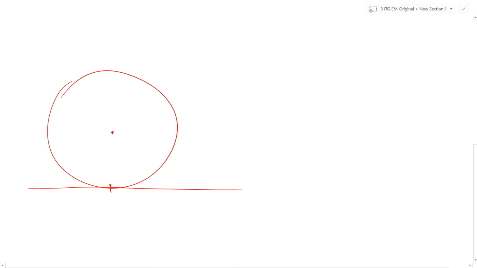And if this is the center, O, let's call this point A. What can you tell me about OA, the length OA? Must be the radius, okay. What can you tell me about angle, let's call this B and C. What can you tell me about angle OAB? 90, or why?